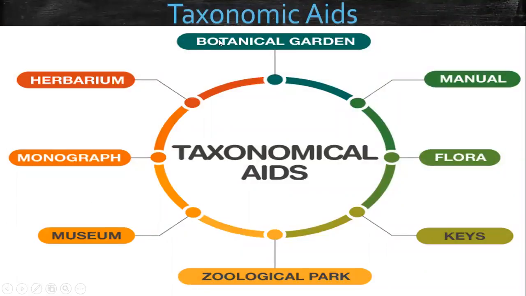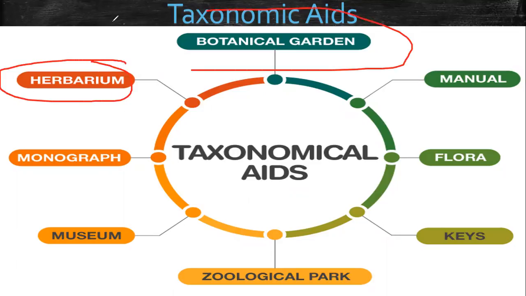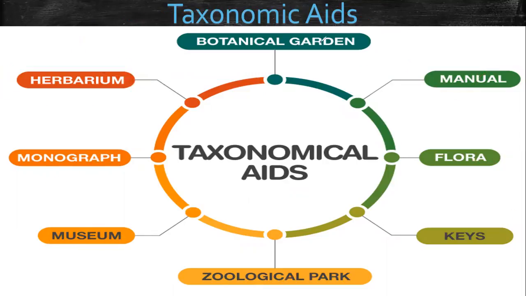Taxonomical aids. There are different taxonomical aids. Taxonomical aids are for the preservation, conservation, and storage of dried or living or non-living species. Clear? First is the herbarium, botanical garden, manual, flora, fauna, keys, zoological parks, museum, monograph. All these are different taxonomical aids.